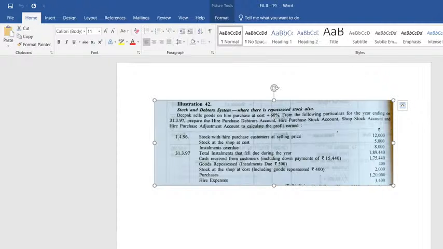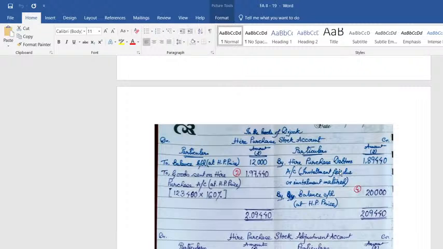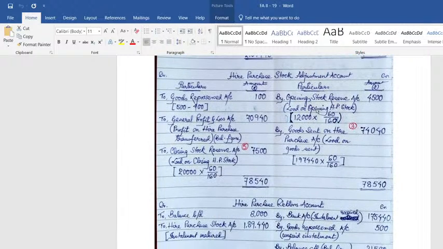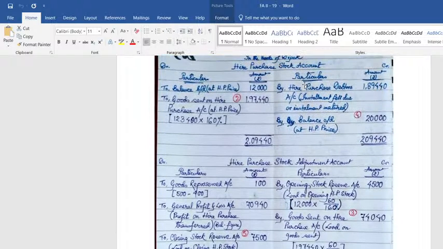Look at that, I have already done that particular part. Hire purchase by opening stock reserve, load on opening stock, it is 12,000 into 60 by 160, so it will be 4,500. So we have put that particular 12,000 in the hire purchase stock, and cancelled out the load, that is the 60 by 160, that is 4,500. This is your first adjustment.